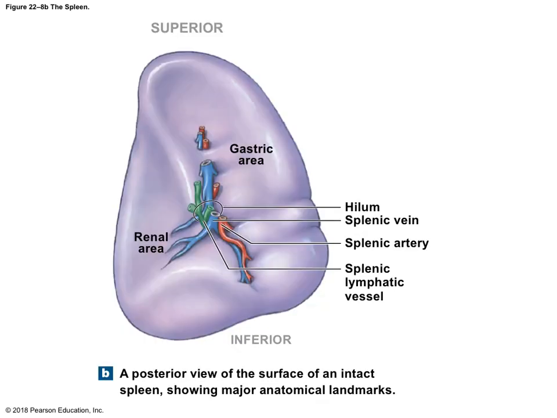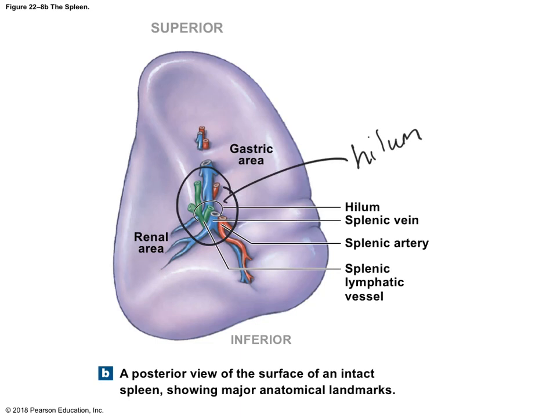Here's a picture of the spleen. It's showing the area where blood vessels, the arteries and veins, are entering and exiting, as well as the lymphatic vessel. And always in an organ, when we see that, we call that area of the organ the hilum.